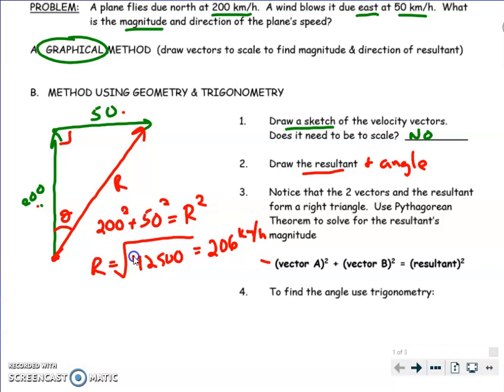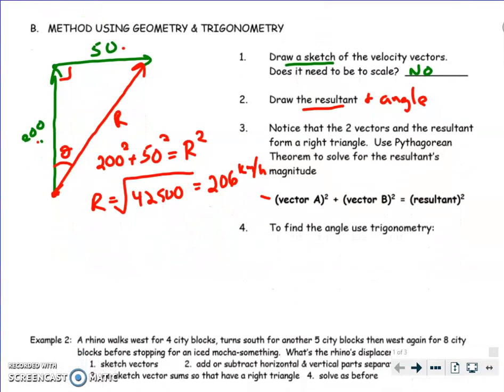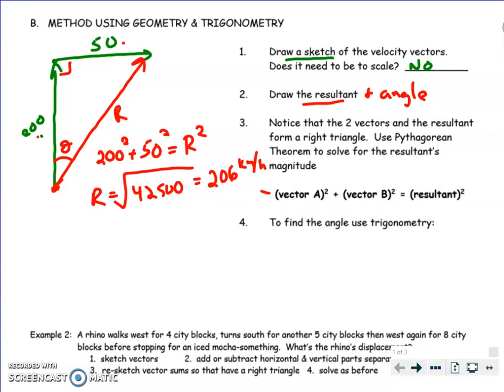Now, if you're a pilot, it's important to know how fast you're going, but it's also just as important to know what direction I'm going so I can make sure I get to my destination. So we want to find this angle theta. Well, we got a right triangle, and we know this side and this side given. We do know R now, but since we rounded it, we're going to ignore that we know it. So what I want you to recognize is that we can find this angle by using a trig function.